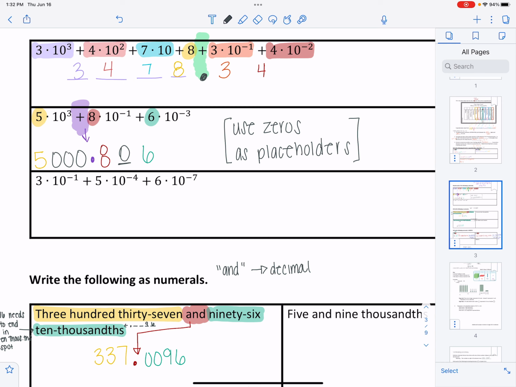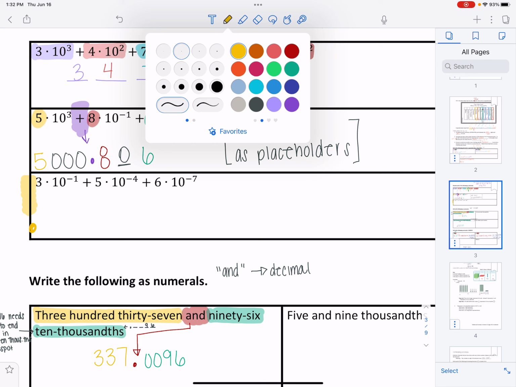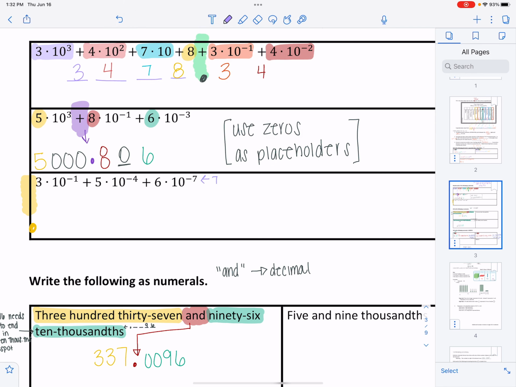All right, here's my last one for this video. Still the same thing. I am taking expanded form and writing it into decimals. So this problem says 3 times 10 to the negative 1 plus 5 times 10 to the negative 4 plus 6 times 10 to the negative 7. Well, first thing I notice is that all the exponents are negative. So I don't have any numbers in front of the decimal. I could write it as a 0, but this means that I'm going to start with my decimal because all of them are negative. And then this tells me that I'm going to have 7 places after the decimal. So 1, 2, 3, 4, 5, 6, 7.